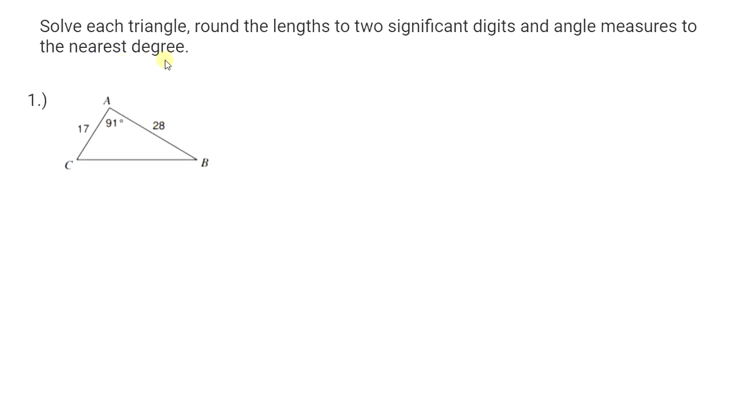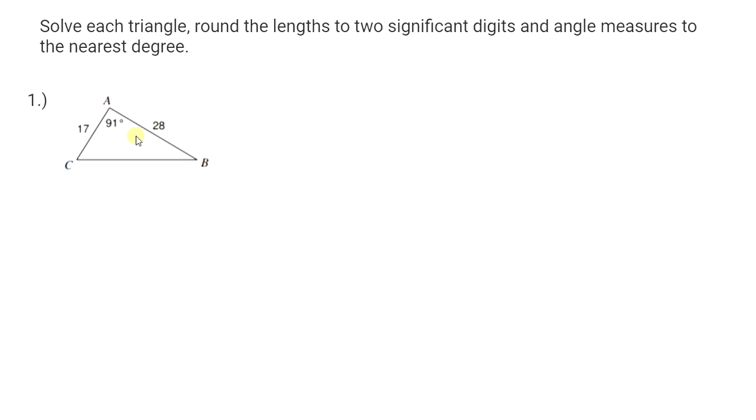Solve each triangle, round the lengths to two significant digits, and angle measures to the nearest degree. So, I have here example number 1. We are given triangle ABC. And we are given two sides and one included angle. Therefore, we can use the law of cosines.